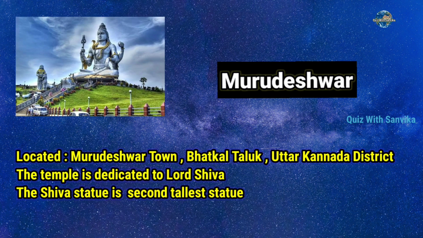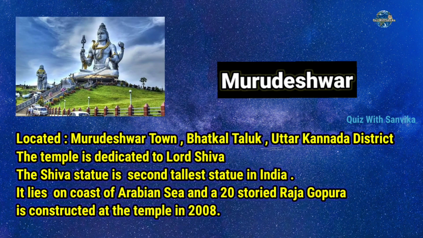It is located in Murudeshwar town, Bhatkal Taluk, Uttara Kannada district. This temple is dedicated to Lord Shiva. The Shiva statue is the second tallest statue in India. It lies on the coast of the Arabian Sea and a 20-storied Raja Gopura was constructed at the temple in 2008.